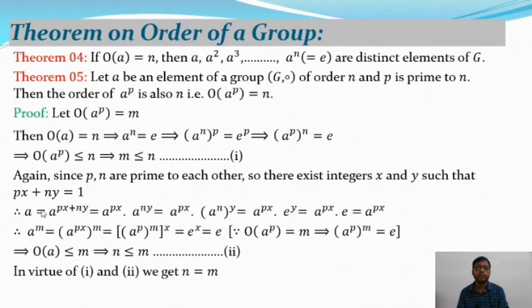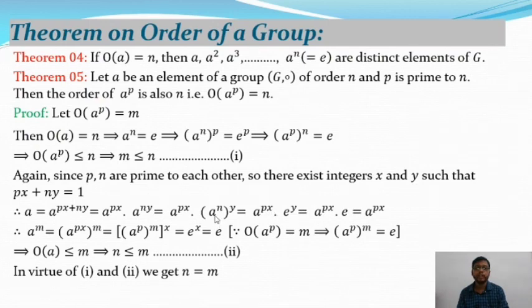Okay, so therefore this can be written as a to the power px into a to the power ny. And this implies a is equal to a to the power px into a to the power n whole to the power y. So a to the power ny can be written as a to the power n whole to the power y. And you know that a to the power n is equal to e. This is the order of an element a, and it is equal to n. So from this we will get a to the power px into e to the power y.